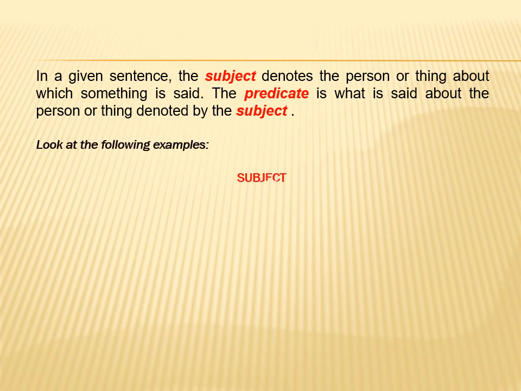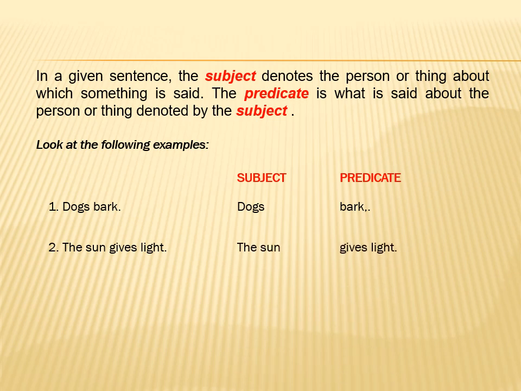Look at the following examples. Dogs bark. Dogs is a subject. Bark is a predicate. The sun gives light. The sun is the subject. Gives light is predicate. The child is dead.